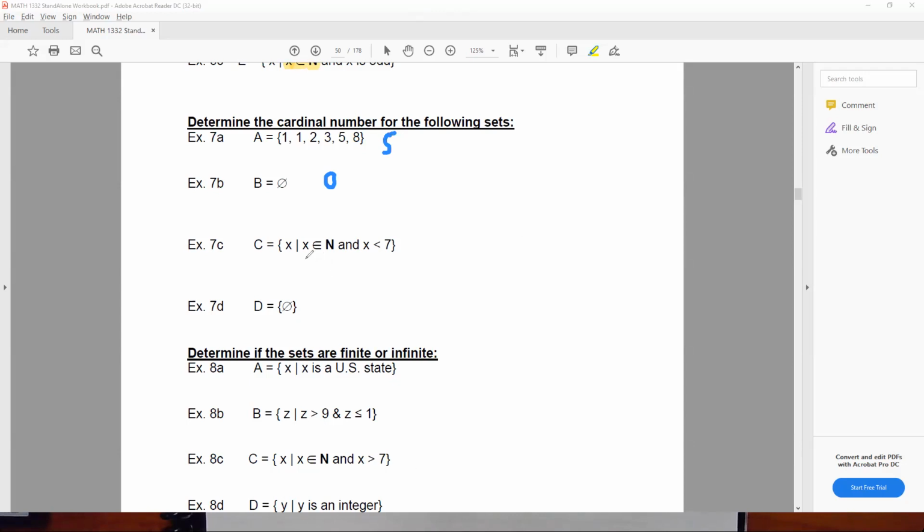What about this guy? Number 7C, x such that x is a natural number. So 1, 2, 3, 4, 5, 6, 7, all the way to infinity, but it must also be less than 7.